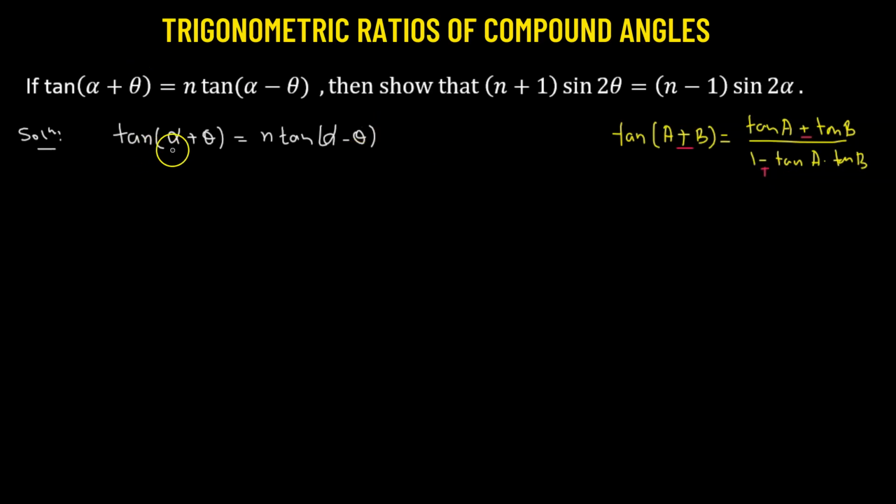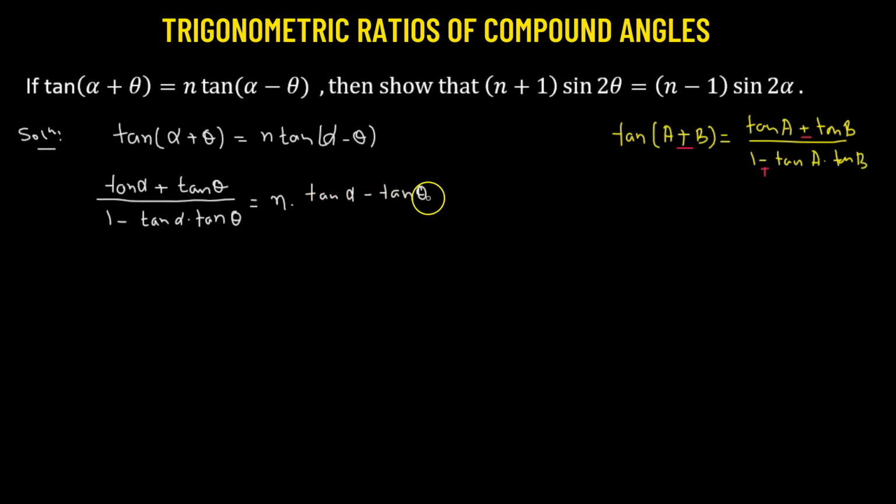So let's use this. Tangent of alpha plus theta, here we'll be using the tangent of A plus B identity. That should give us tangent of alpha plus tangent of theta in the numerator, and in the denominator we're going to get 1 minus tangent of alpha times tangent of theta. So this equals n times tangent of alpha minus theta. Let's expand this. This is going to give us tangent of alpha minus tangent of theta, the whole thing divided by 1 plus tangent of alpha times tangent of theta.